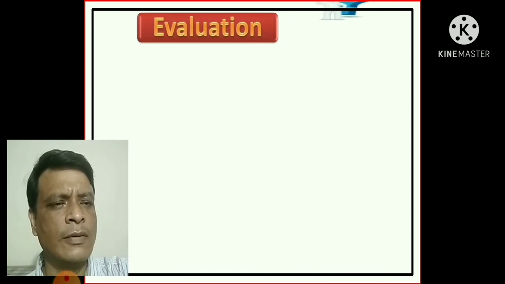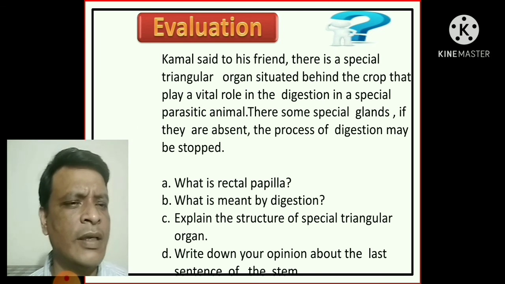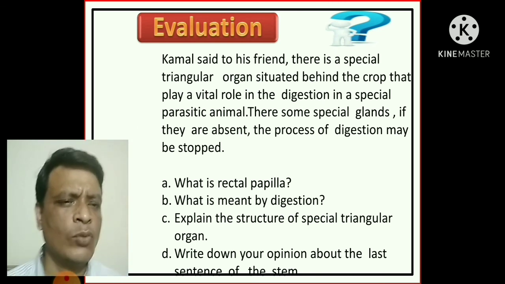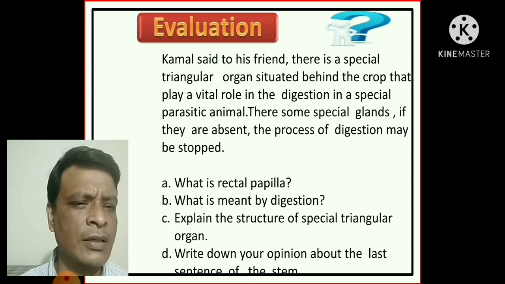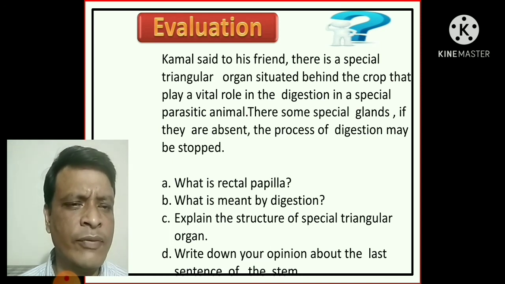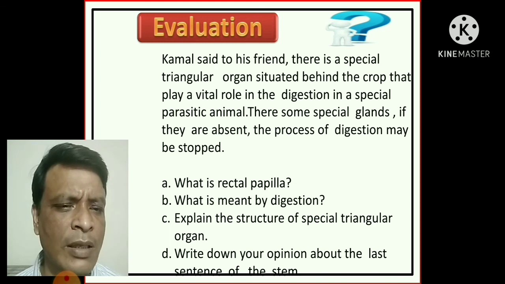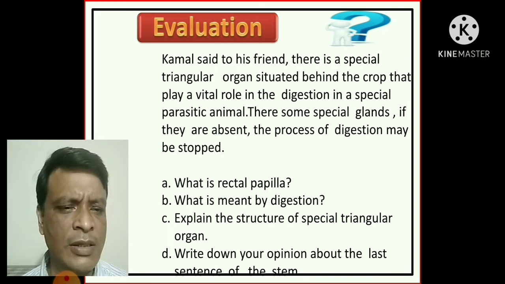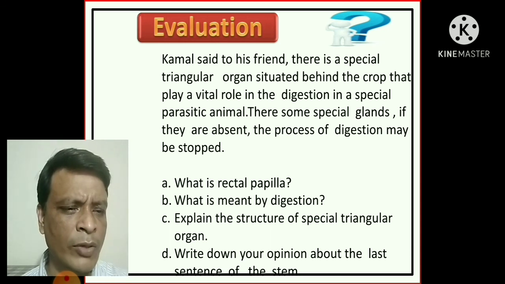Evaluation. Kamal said to his friend, there is a special triangular organ situated behind the crop that plays a vital role in digestion in special parasitic animals. There are some special glands. If they are absent, the process of digestion may stop. What is rectal papilla? What is meant by digestion? Explain the structure of the special triangular organ. Write down your opinion about the last sentence of the stem.